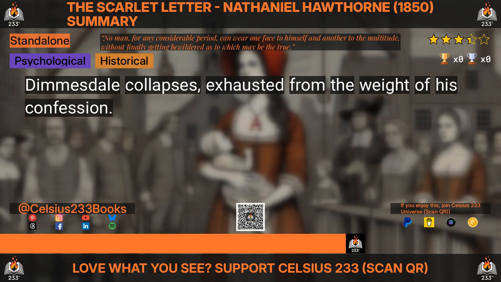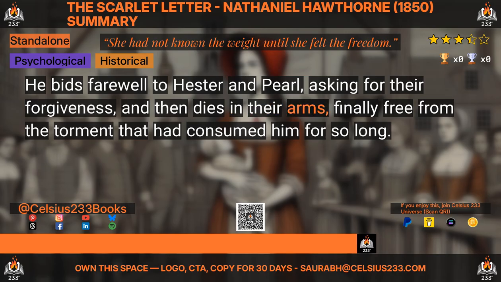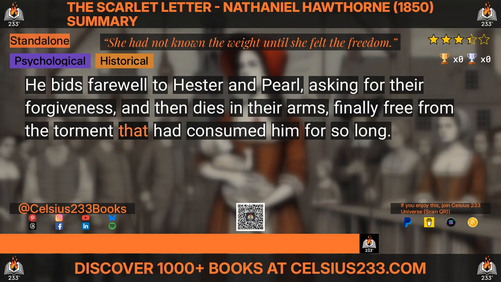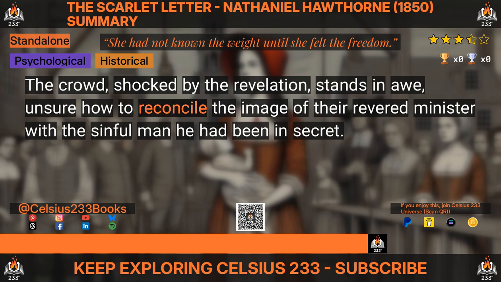Dimmesdale collapses, exhausted from the weight of his confession. He bids farewell to Hester and Pearl, asking for their forgiveness, and then dies in their arms, finally free from the torment that had consumed him for so long. The crowd, shocked by the revelation, stands in awe, unsure how to reconcile the image of their revered minister with the sinful man he had been in secret.